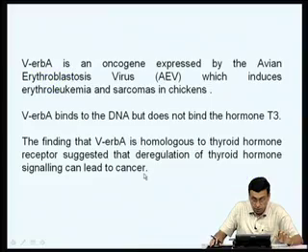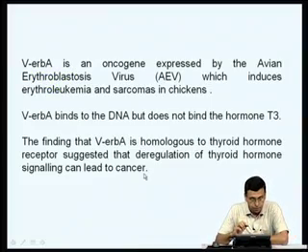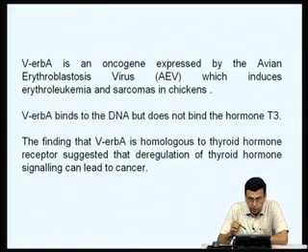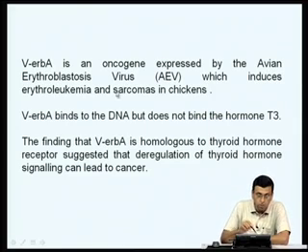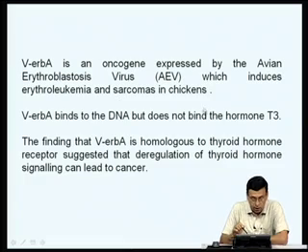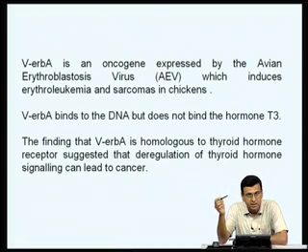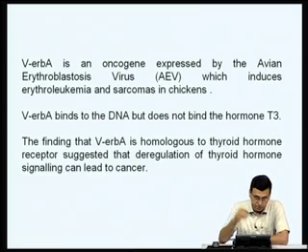So, let us now examine this in a little more detail. What is v-ErbA? v-ErbA is an oncogene expressed by avian erythroblastosis virus, or AEV, which induces erythroleukemia and sarcomas in chickens. So, it is a cancer causing protein. When you introduce this v-ErbA into cells, the cells become cancerous.